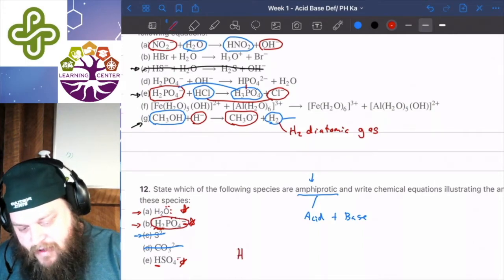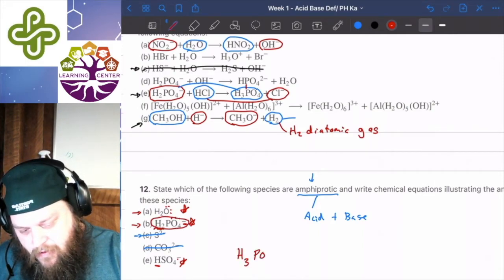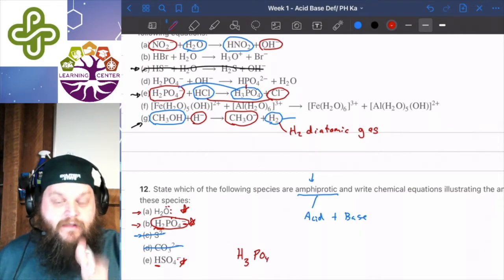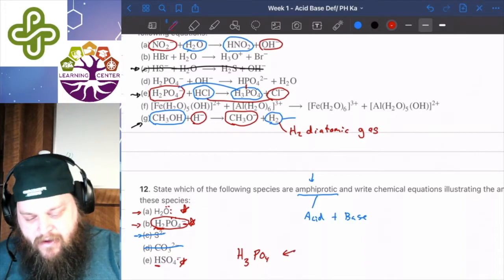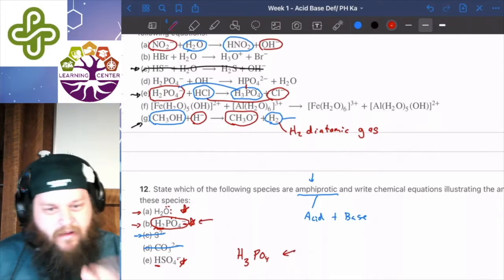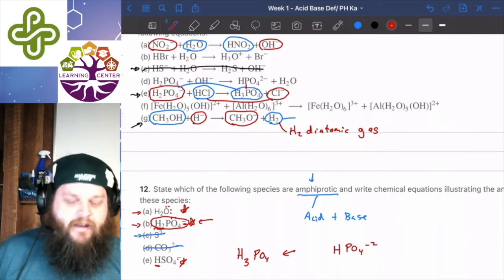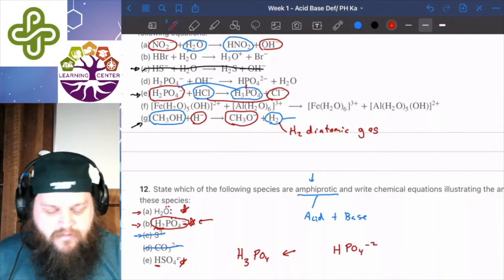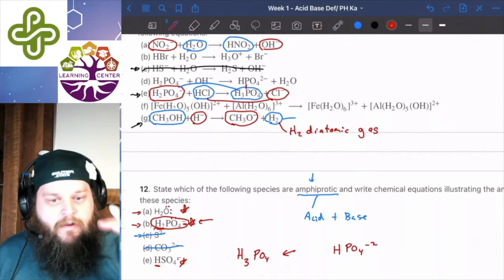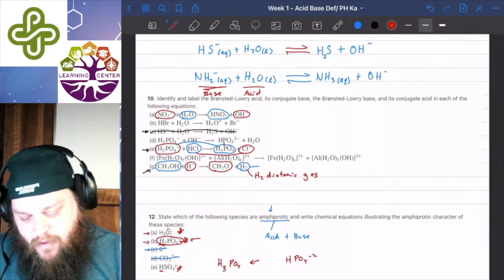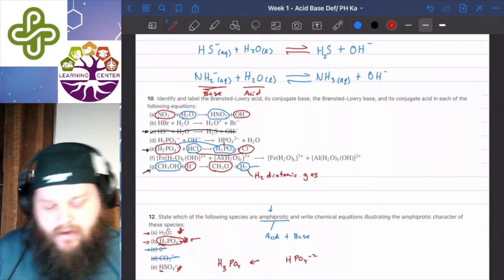This one actually, it can be H3PO4, right? So that could lose 3 hydrogens. It's very acidic when it's like this. And then when it's like this, it's mildly acidic. And when it's HPO4 minus 2, it's not very acidic at all at that point. So it has different stages of acidity, and the strength of acid is weaker and weaker as it loses more and more protons.